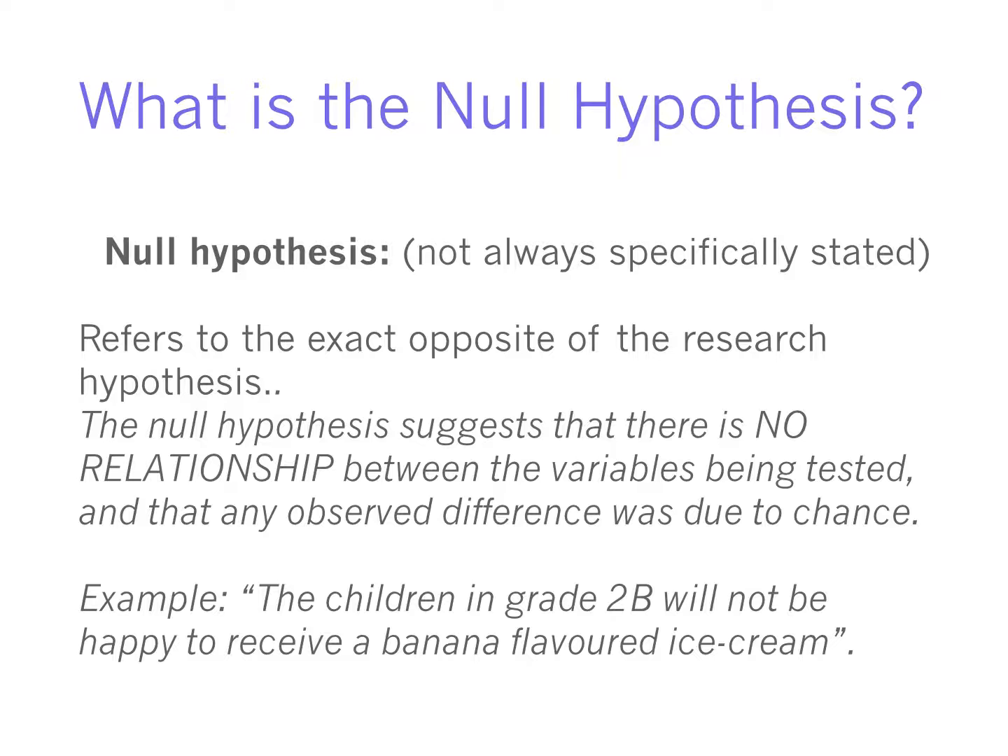For example, if our research hypothesis is that the children in grade 2B will be happy to receive a banana flavoured ice cream, the null hypothesis would be that the children in grade 2B will not be happy to receive a banana flavoured ice cream.